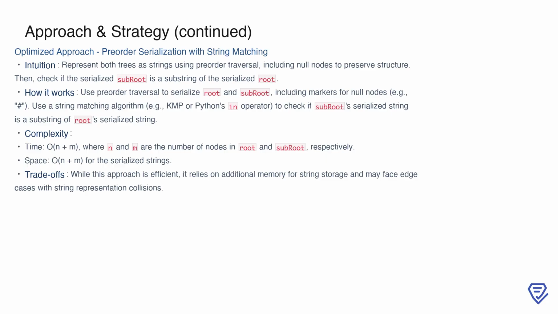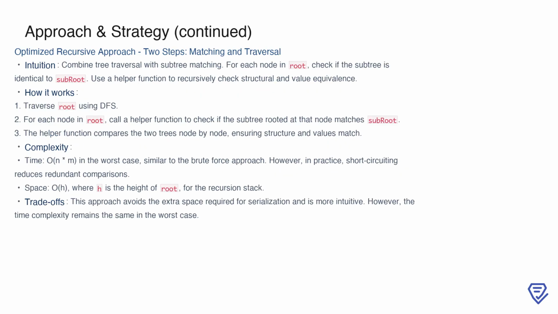However, this method comes with trade-offs. While it avoids the repeated recursive comparisons of the brute force approach, it introduces extra memory overhead for storing the serialized strings. Additionally, there is a risk of edge cases where different trees may produce similar serialized strings, leading to potential misidentifications. Another optimized strategy is a recursive approach that combines tree traversal with subtree matching.